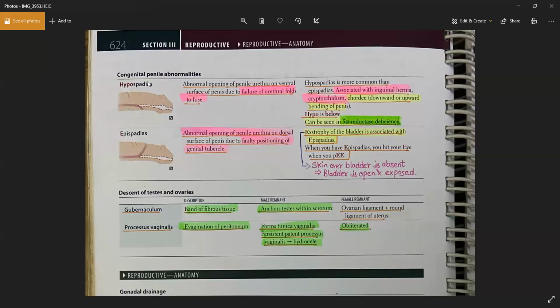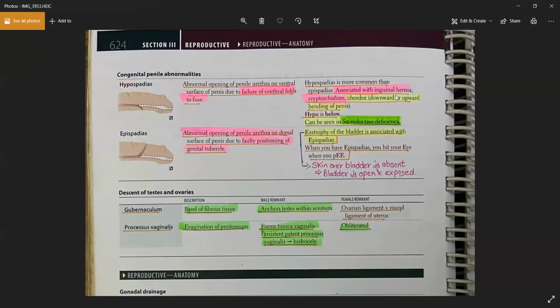Because hypospadias is due to the deficiency of dihydrotestosterone, it will always be associated with other defects also. The patient can have cryptorchidism. The patient can have an upward or downward bending of the penis. It can happen with an inguinal hernia also, and in an inguinal hernia, as I told you, you have improper closing of the processus vaginalis.